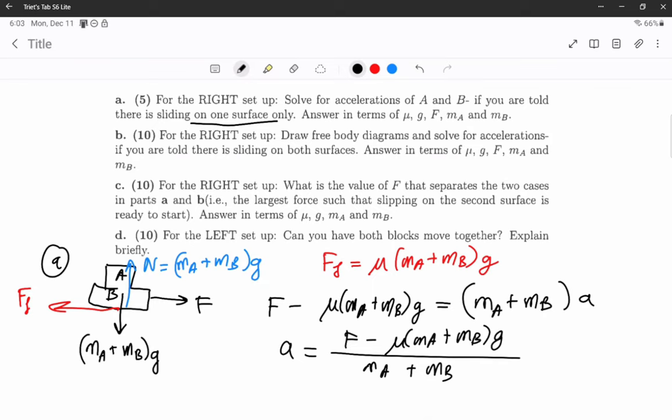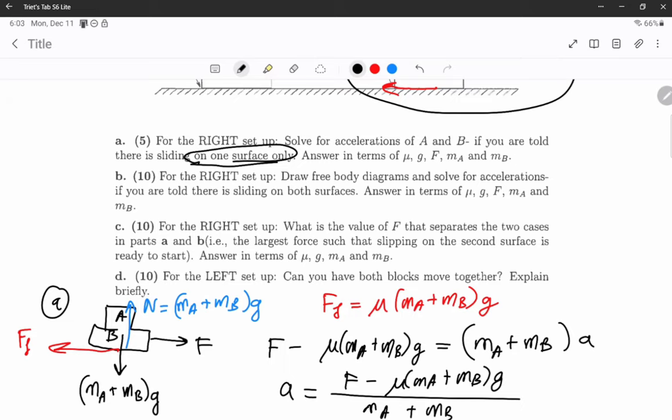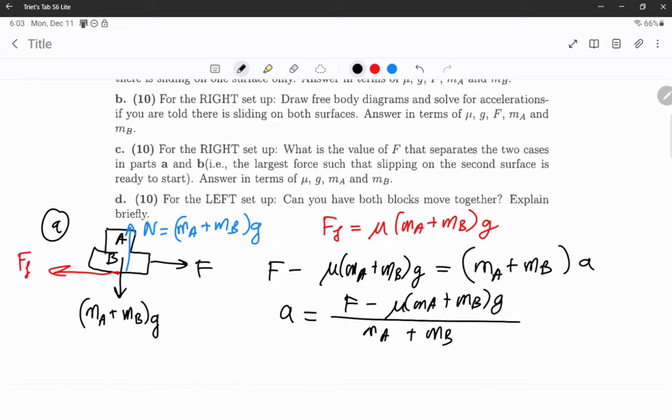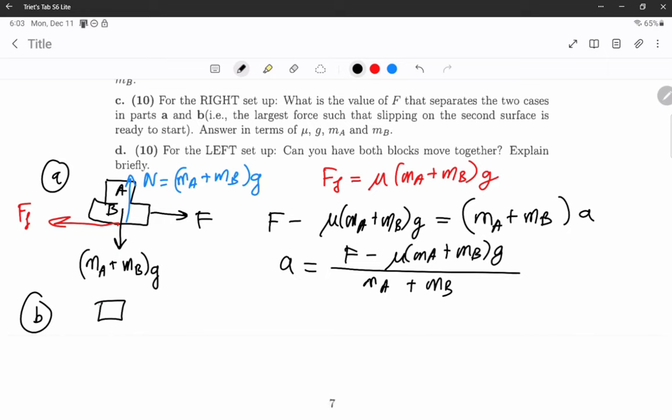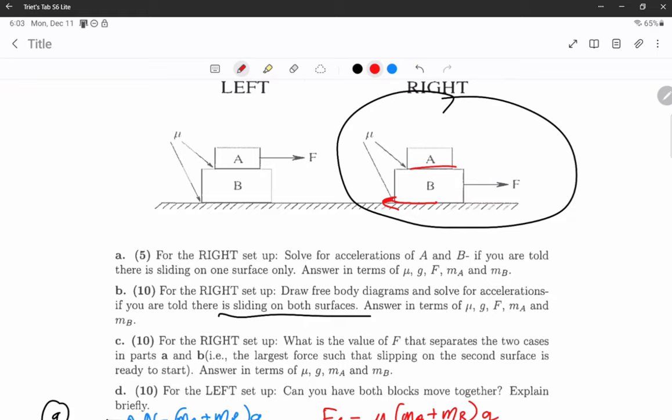The main part is the analysis on one surface only. For part B, it's still the same setup with the free body diagram, but the acceleration is sliding on both surfaces. So now it's both surfaces. In that case, you might have to analyze them separately. It's not one object anymore because there's slippage on both surfaces, both here and the surface over here.